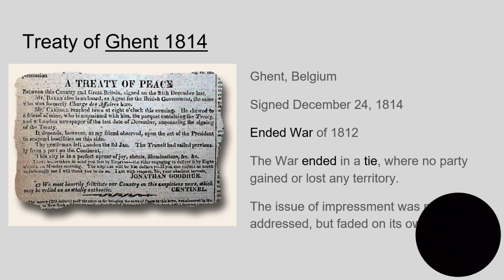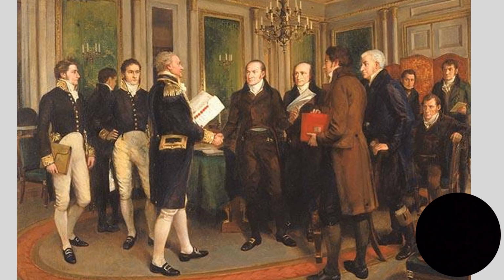The issue of impressment was not addressed, but it faded on its own. It finally started to fade away. Great Britain finally stopped using it, which kind of settled the war and brought some peace between Great Britain and the United States. Here's a picture of the Treaty of Ghent being signed by both the British and the Americans, which officially ends the war. Now, however, this treaty is signed in December of 1814.